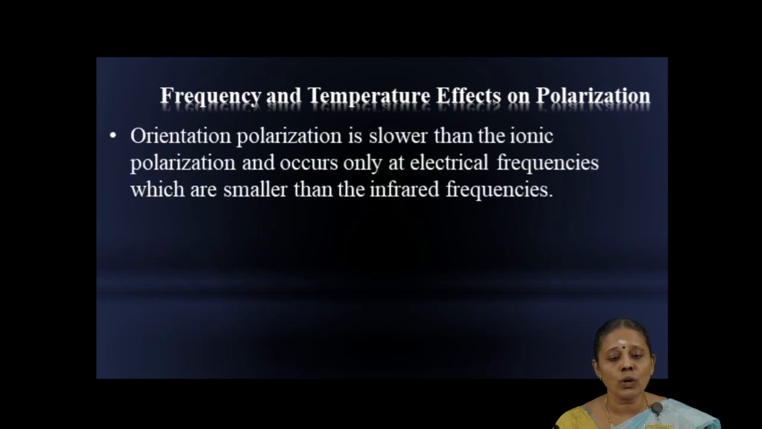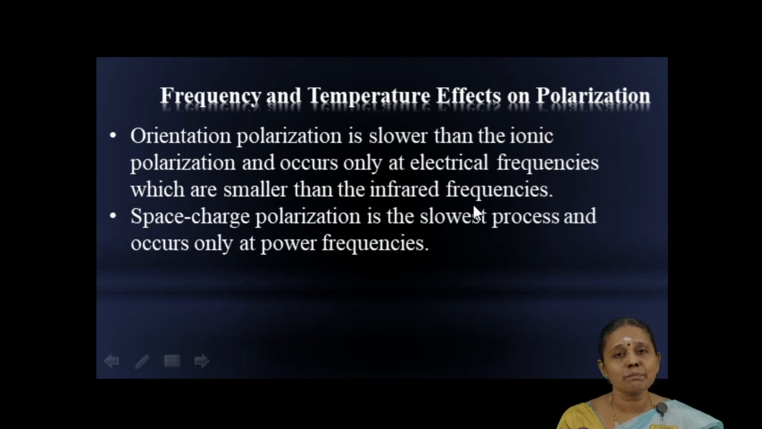The third is orientational polarization. It is a slower process than ionic polarization. It occurs only at electrical frequencies which are smaller than the infrared frequency region. Finally, space charge polarization. It is the slowest process and it occurs only in the power frequency range.